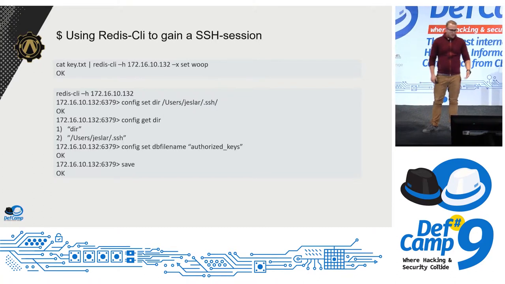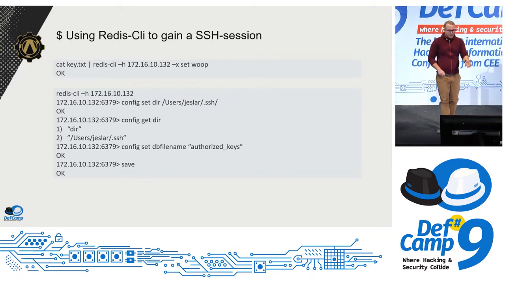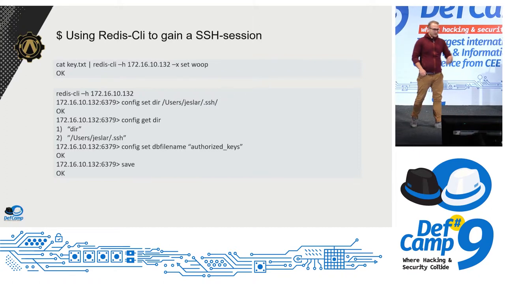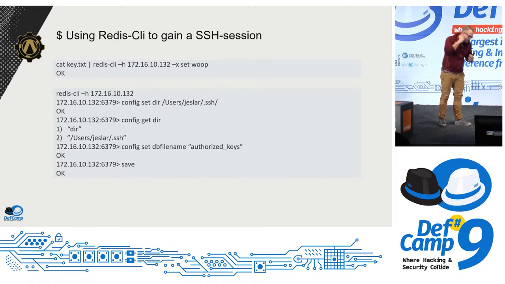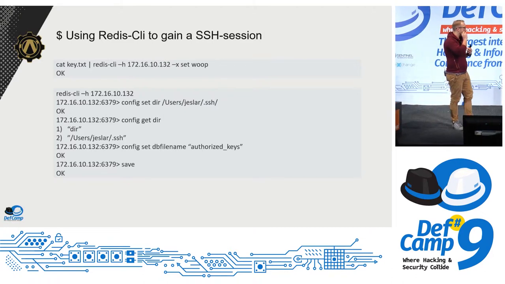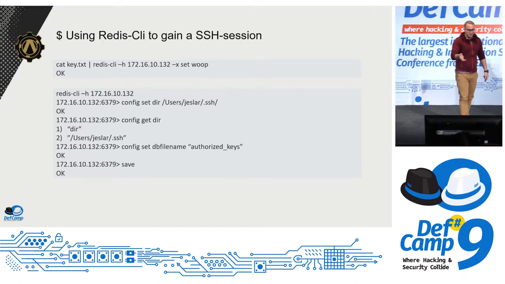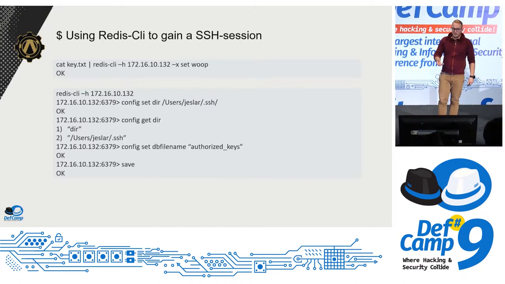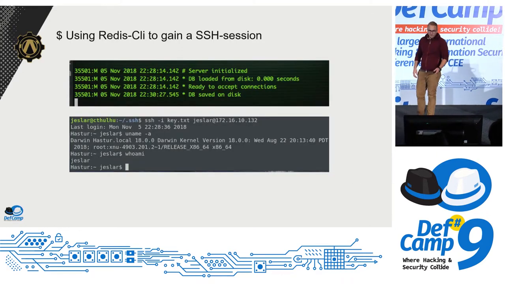Cool. So it says OK, but we really would like to see. So we config get dir, and we see that the key value is /home/yeslar/.ssh. And then we just set the new file name. Then we set the DB file name to authorized_keys, and then we press OK and save. So then we will save the string that we set in memory to authorized_keys. And then we press save and OK, and guess what?